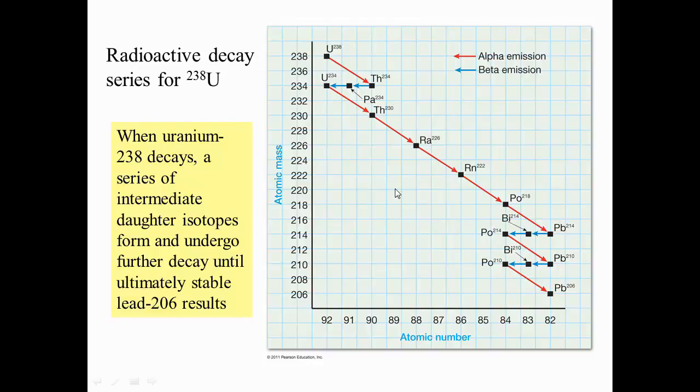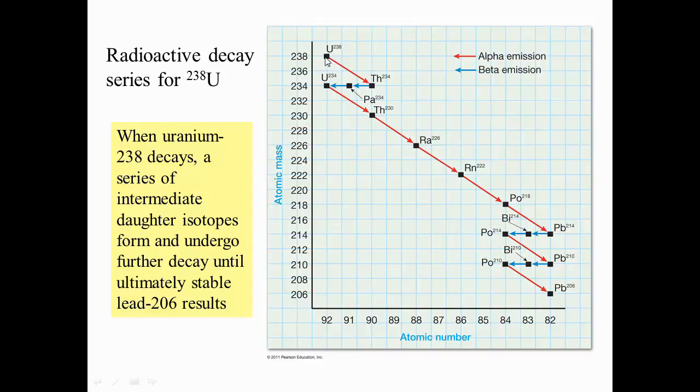So, for example, here we can see the decay of uranium-238 in coordinates of atomic number on the horizontal scale and atomic mass on the vertical scale. So starting out with uranium-238 at the top, this isotope has 92 protons. So its atomic number is 92, and its overall atomic mass is 238, and hence this assignment of 238 to the uranium.